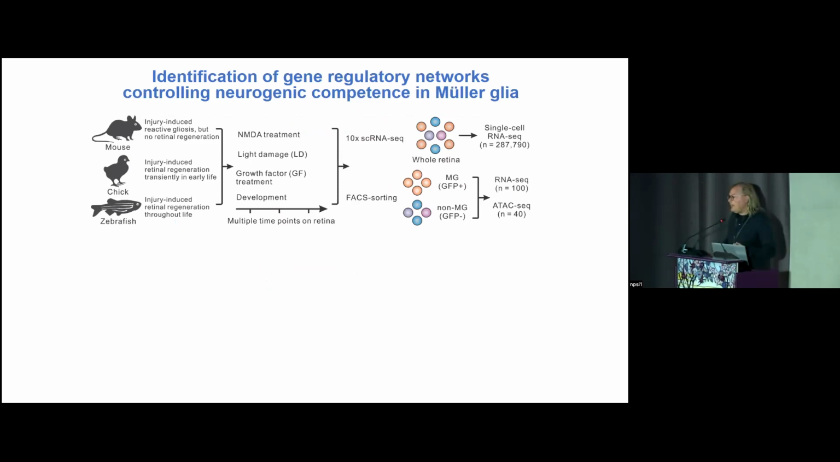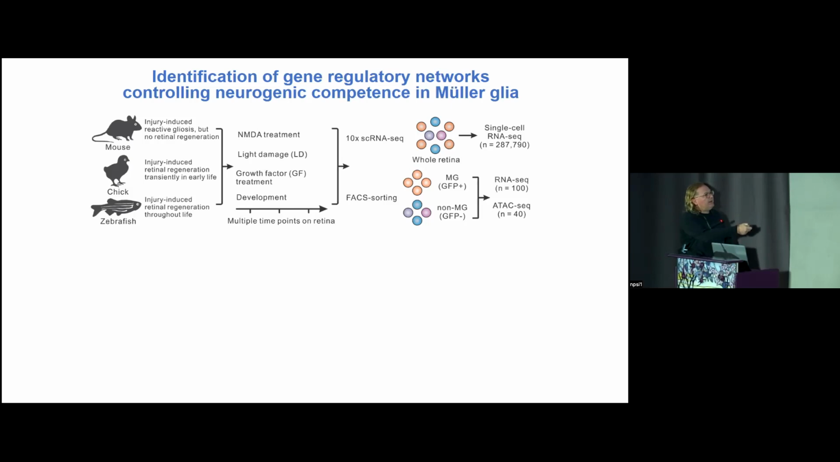As part of a multi-lab study funded by the Audacious Goals Initiative of the National Eye Institute, we set out to profile changes in gene expression in whole retina in 3 different species with very different regenerative competence. So zebrafish are champion regenerators. Mice basically have no ability to regenerate at all, and post-hatch chick have a very limited neurogenic competence.